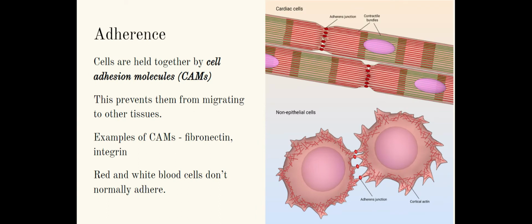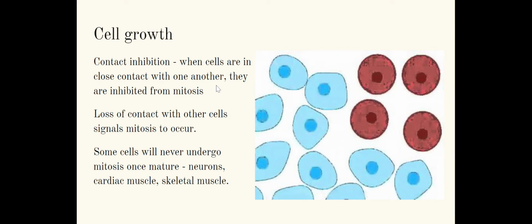So cells are held together by cell adhesion molecules, fibronectin's an example, integrin. These little red dots here represent the glue that holds the cell together. And cell adhesion is important because when cells aren't adherent to other cells, there are signals that come into that cell and tell it to reproduce. When the cells are touching each other, they know. It's like, okay, stop. There's enough of us now. If they lose that ability to suppress reproduction, then that's when they become a problem we call cancer.